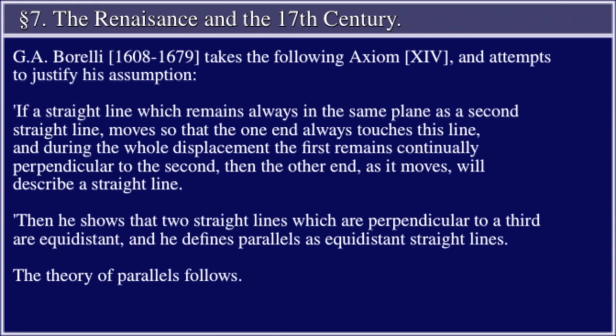G.A. Morelli, 1608 to 1679, takes the following axiom, 14, and attempts to justify his assumption. If a straight line, which remains always in the same plane as a second straight line, moves so that one end always touches this line, and during the whole displacement the first remains continually perpendicular to the second, then the other end, as it moves, will describe a straight line. Then he shows that two straight lines which are perpendicular to a third are equidistant, and he defines parallels as equidistant straight lines. The theory of parallels follows.